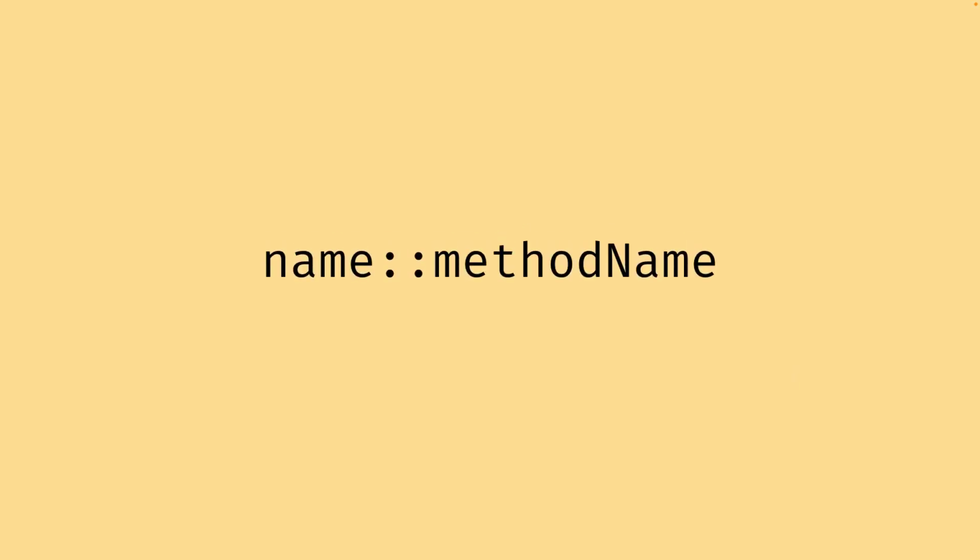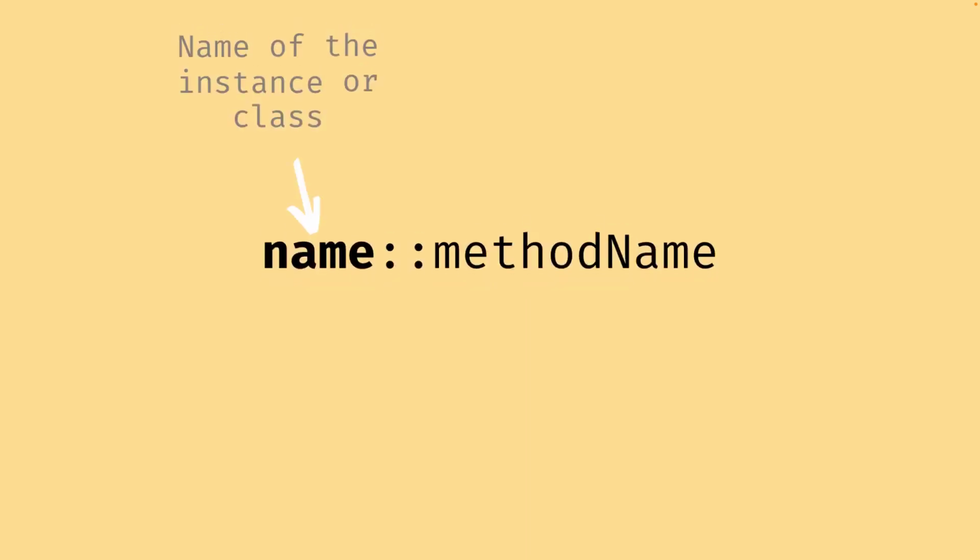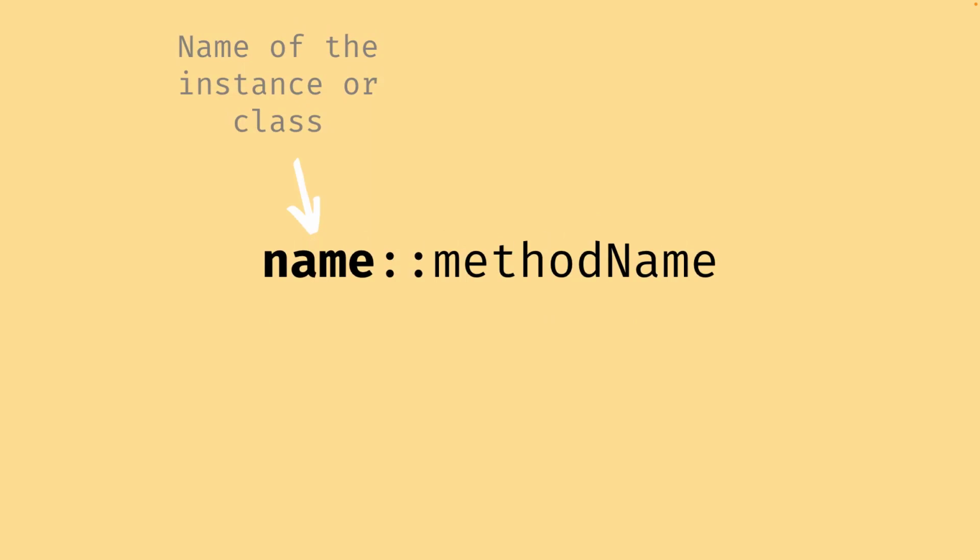The syntax of a method reference doesn't have the arrow. It has a double colon. Here's what it looks like: name, colon, colon, method name. What should be in the place of name depends on the type of method reference. It can be a method on an instance, in that case, we need the name of the instance. It can also be the name of the class, for example, when it's a static method.